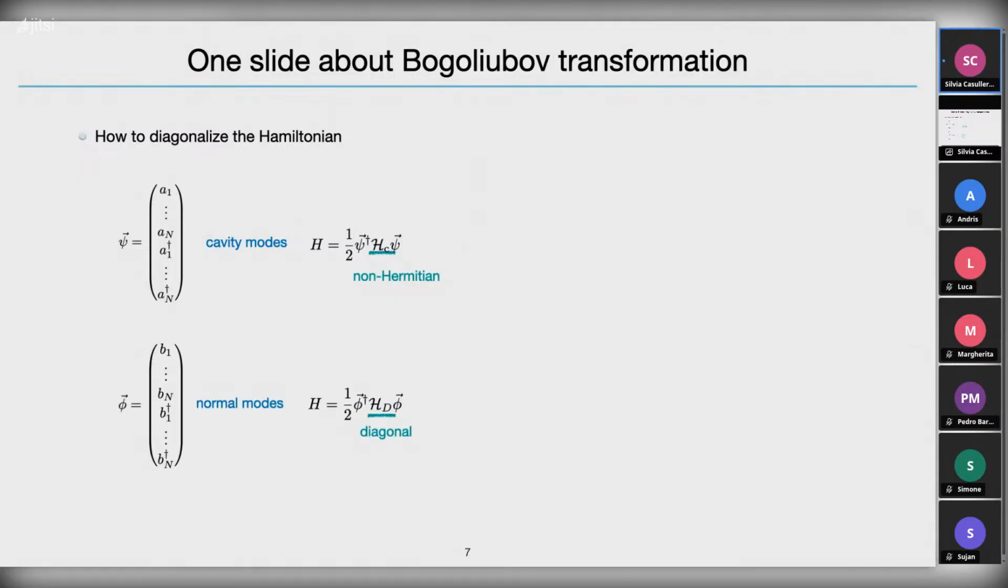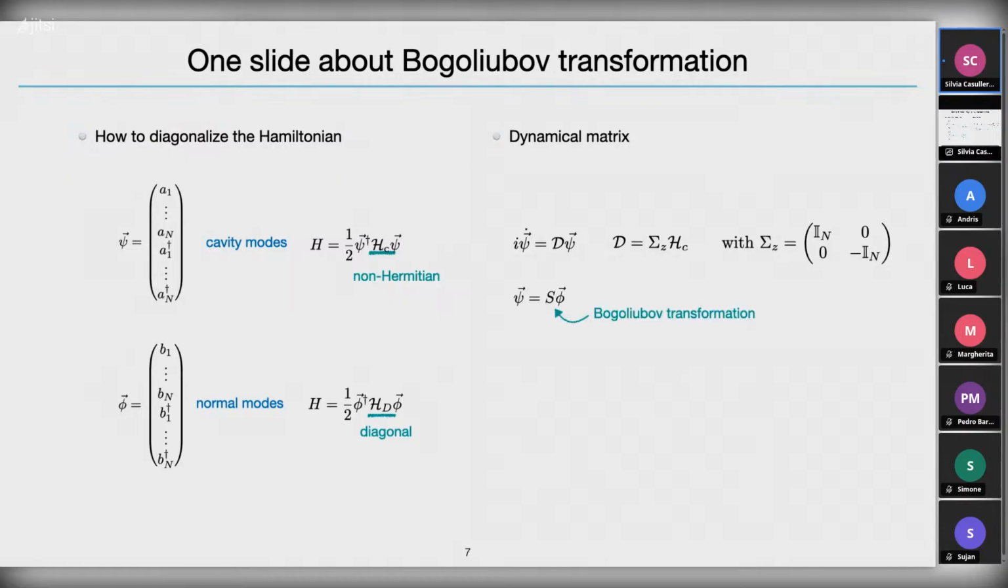And then the normal modes that I was telling you about are just a collection, again, of B and B dagger that diagonalize the system. The way to calculate these normal modes is not by directly diagonalizing the Hamiltonian, but you need to do one small step on top. First you build the dynamical matrix, which gives you the evolution of A and A dagger. Then you can diagonalize the dynamical matrix and get your operators. This is done with a Bogoliubov transformation.